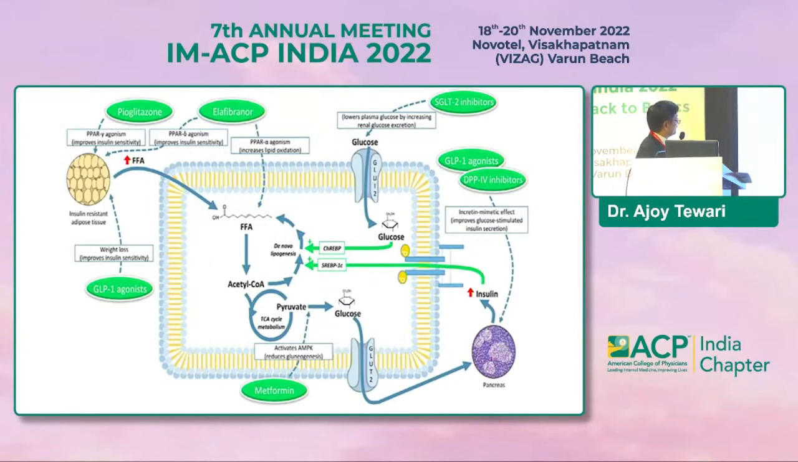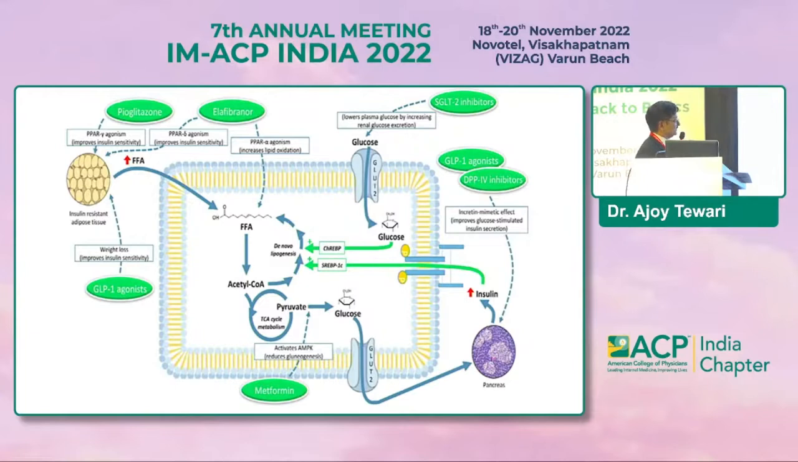And now we have incorporated the drugs where they are acting. PPAR gamma agonism, pioglitazone is acting at the insulin resistance, decreasing the insulin resistance in adipose tissue. GLP-1 agonists are reducing weight and improving insulin sensitivity. Then fibrates, PPAR alpha agonism, improve insulin sensitivity.